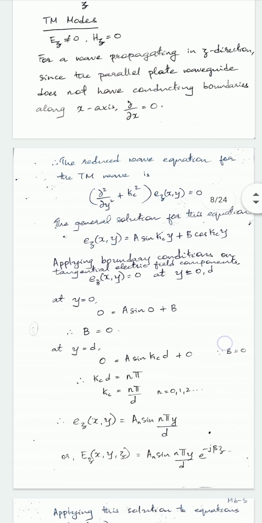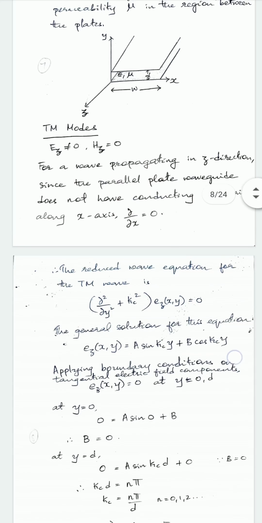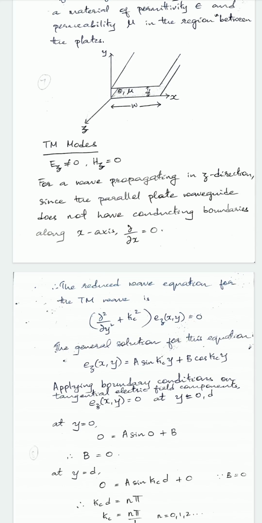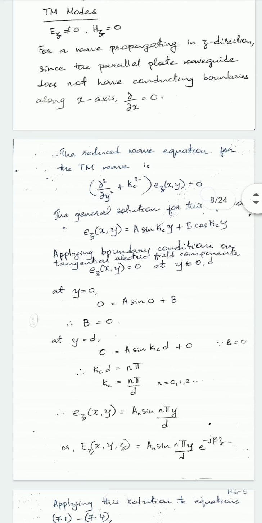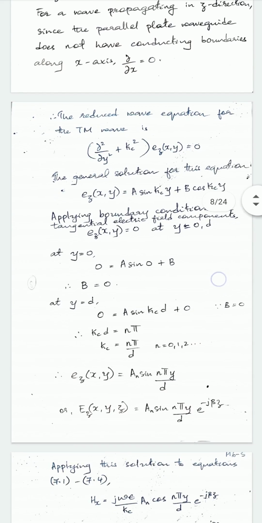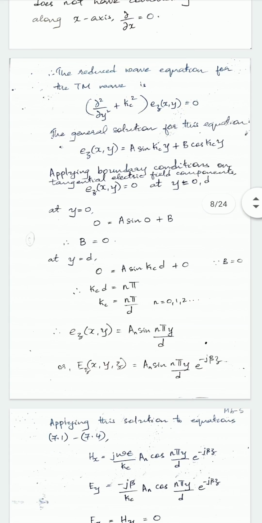So we can apply this boundary condition, that is Ez(x,y) = 0 at y = 0 as well as y = d. In this figure we can see that at y = 0 and at y = d, this electric field component is 0. So at y = 0, Ez(x,y) = 0 means A sin 0 + B, you will get B = 0. Then at y = d, you will get 0 = A sin kc d.